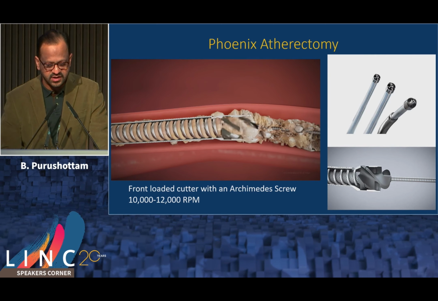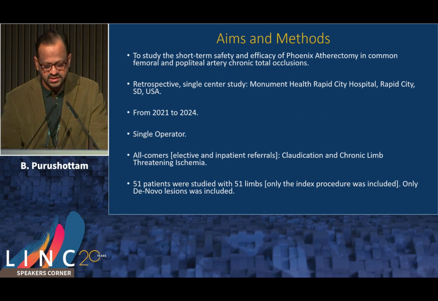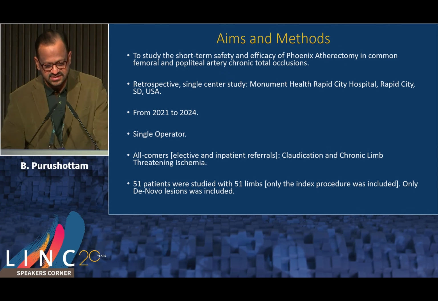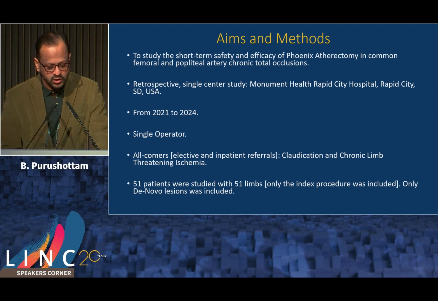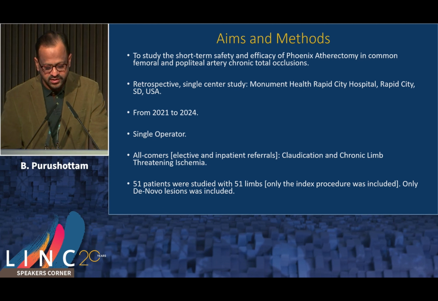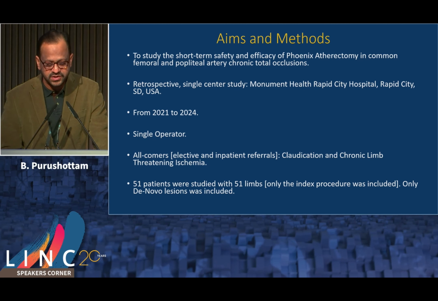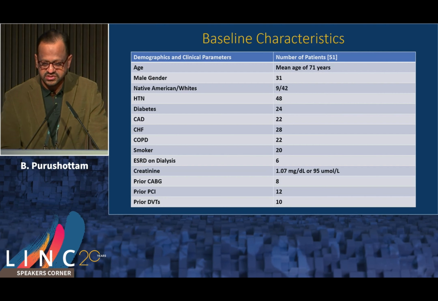This is a front cutter, essentially an Archimedes screw, running at around 10 to 12,000 revolutions per minute. This is a single-center study from 2021 to 2024, with just one operator, all comers. The relevant patients were referred to surgery, and those who were turned down were included in the study. So we had 51 patients with 51 limbs. I only included the index procedure, and only de novo common femoral stenosis.